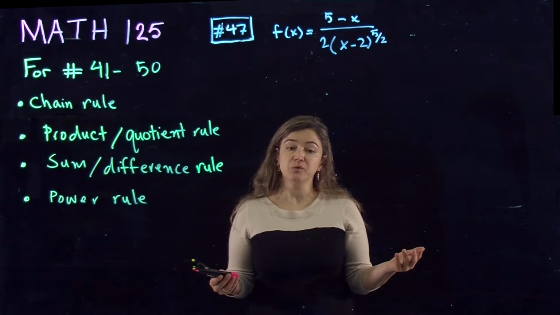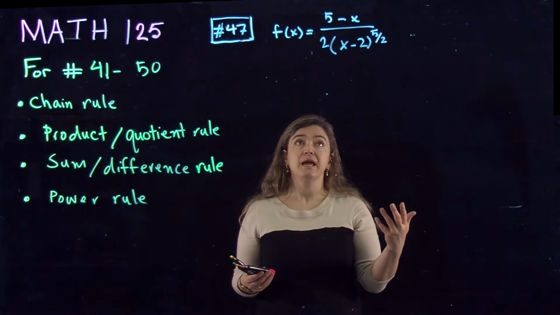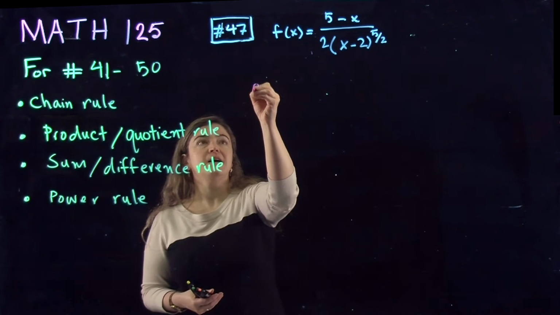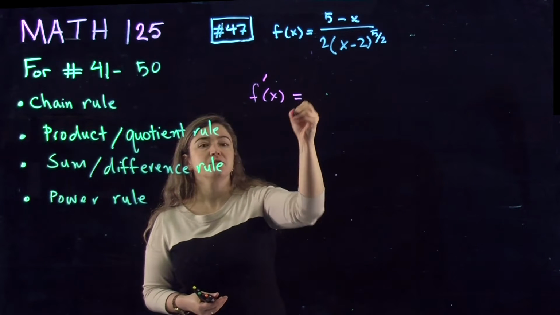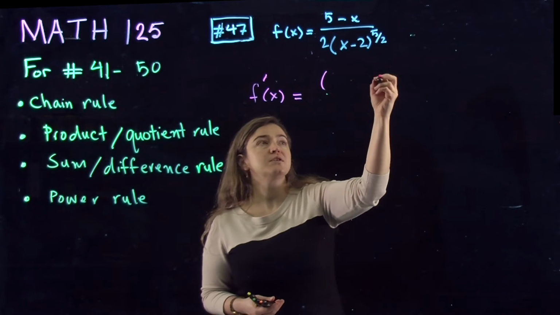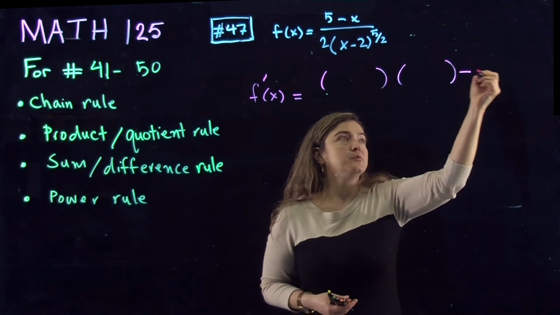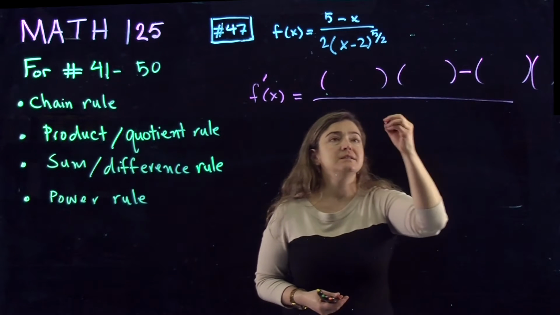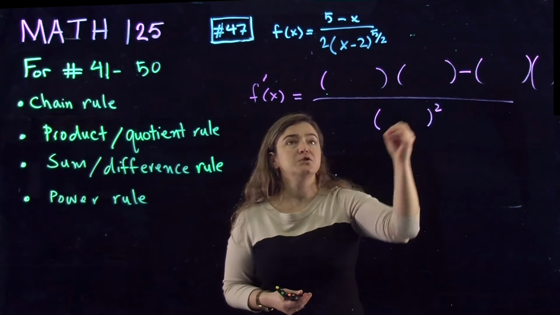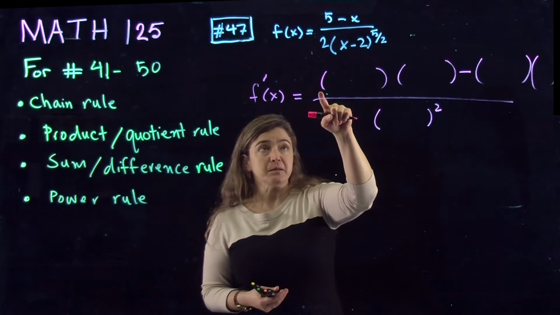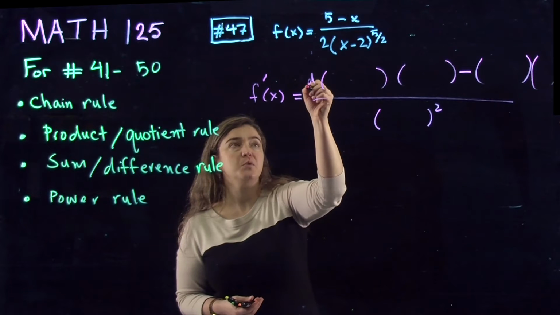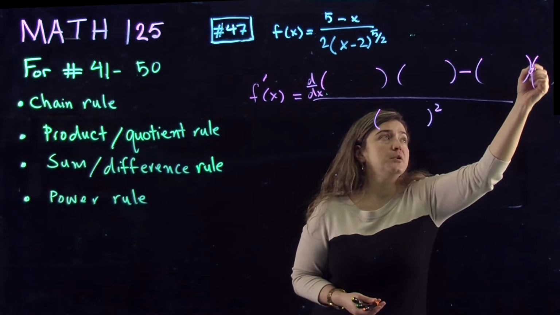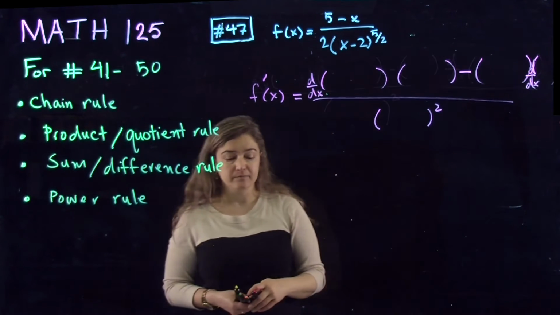From the outside I see a quotient rule. Take the derivative using the quotient rule and then we continue. Taking the derivative by the quotient rule, f prime of x is going to be equal to four sets of parentheses with a minus connecting them, divided by the entire denominator to the power 2. In the four sets of parentheses, the first one is the derivative of the numerator times the denominator, and then the second set has the derivative of the denominator.